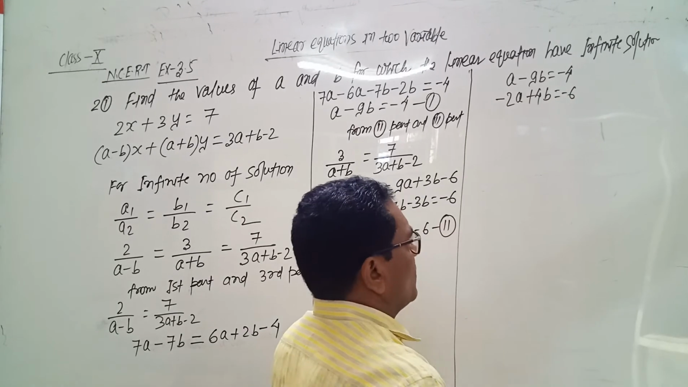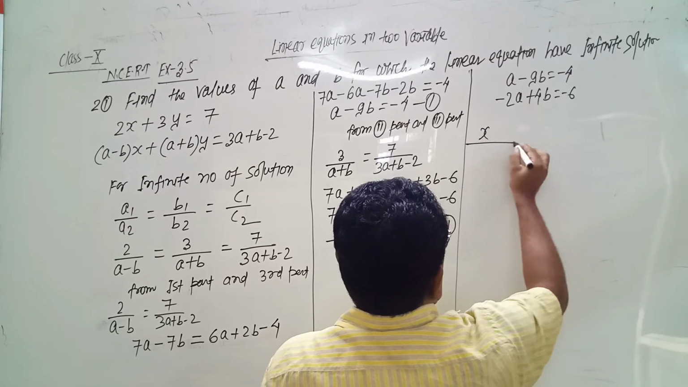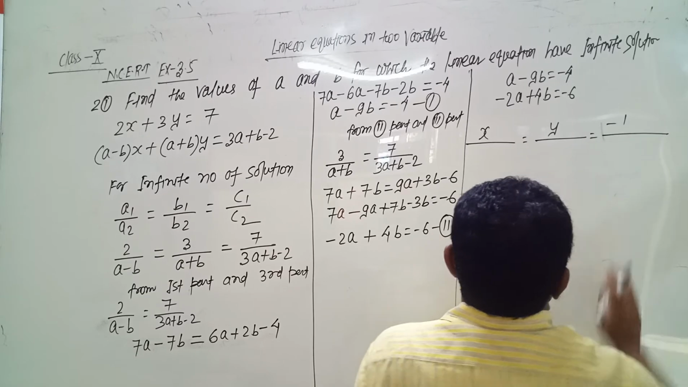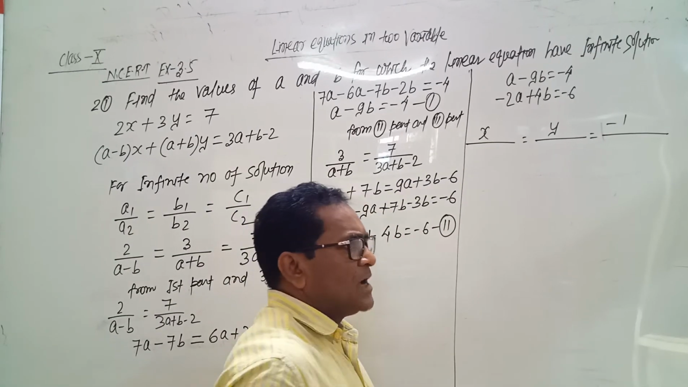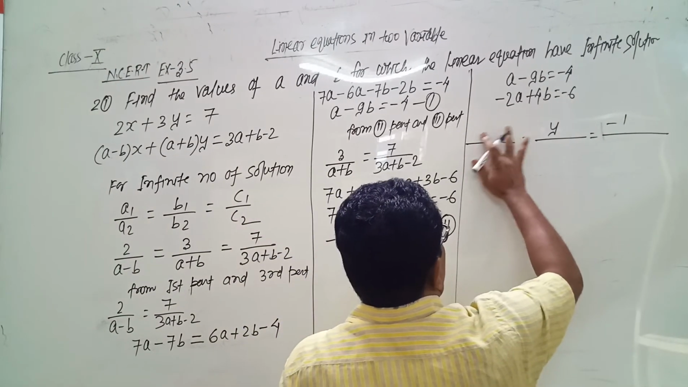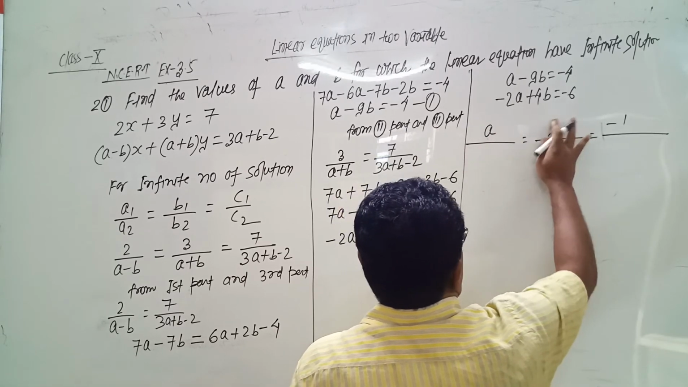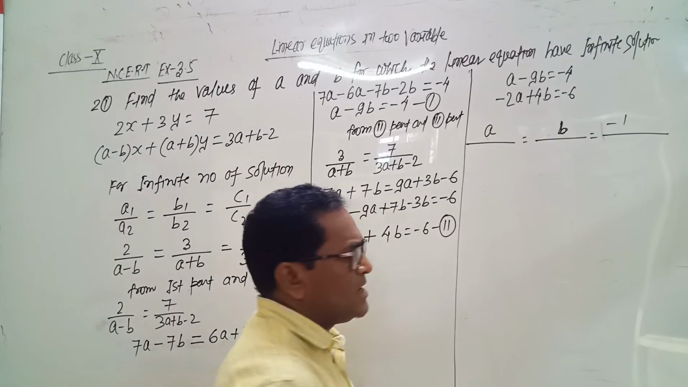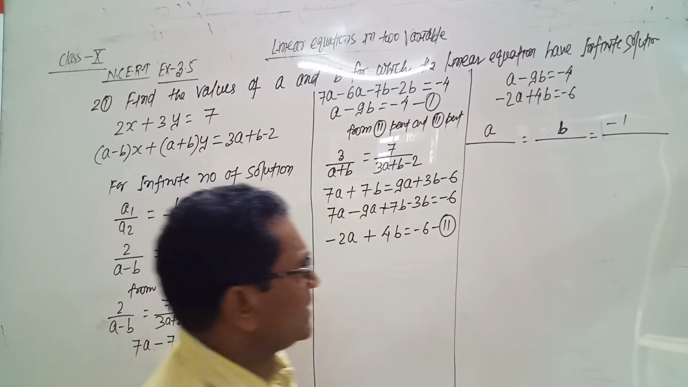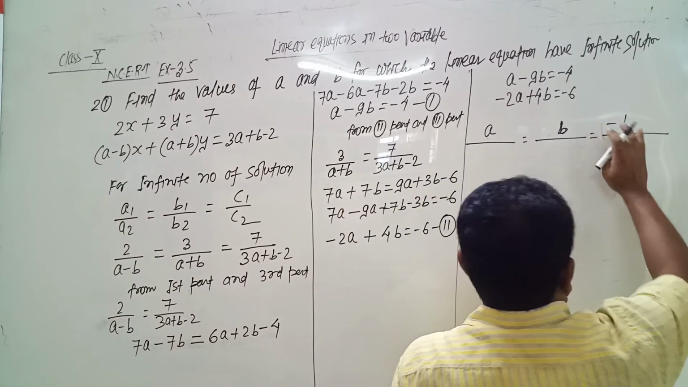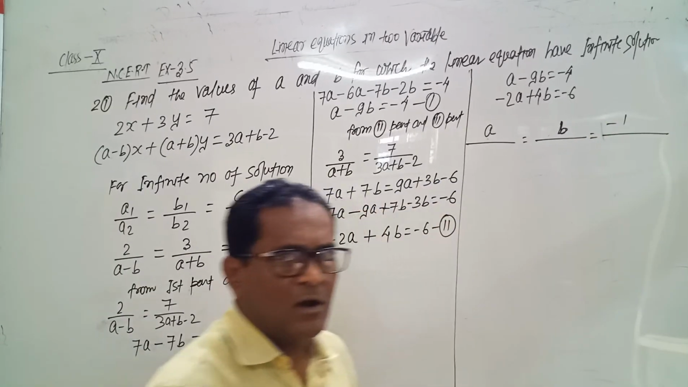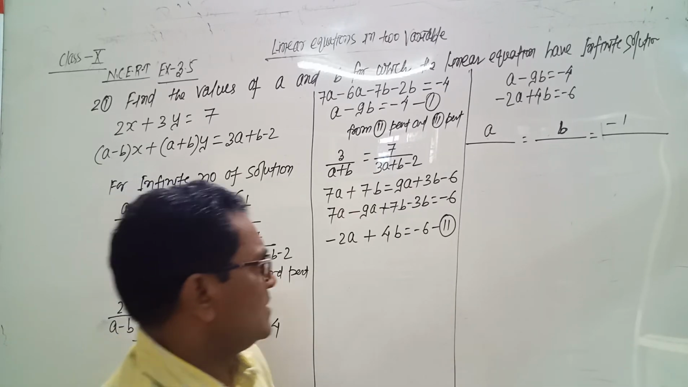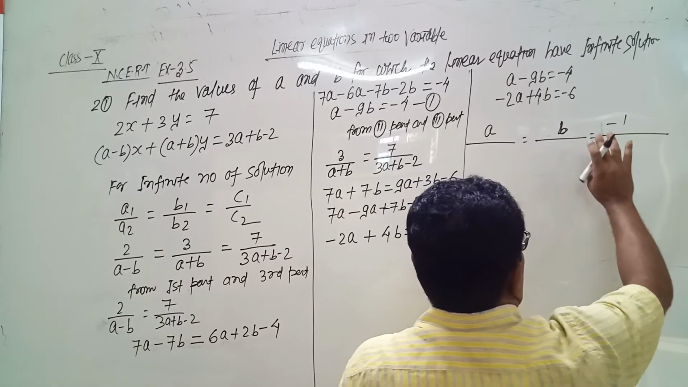So we write the formula x equals to y equals to minus of 1. But at the place of x, we have a, b. So we write, instead of x and y, we will have to write a and b, because here variables are in terms of a and b. And the constant term could be written minus 1, always.